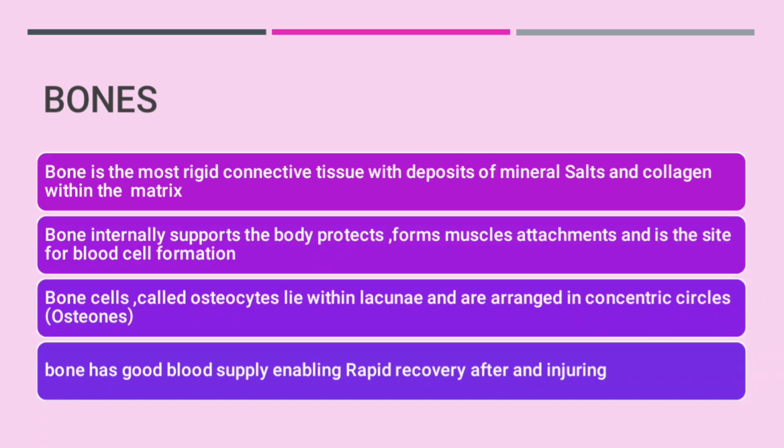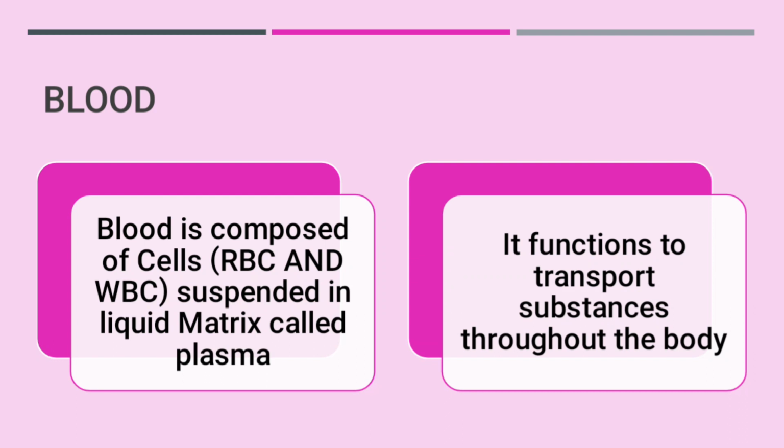Bone is the most rigid connective tissue, with deposits of mineral salts and collagen within the matrix. Bone internally supports the body parts, forms muscle attachments, and is the site for blood cell formation. So the major function of bone is body protection. Bone cells called osteocytes lie within the lacunae and are arranged in concentric circles, that is, osteons. Bone has a good blood supply, enabling rapid recovery after an injury.